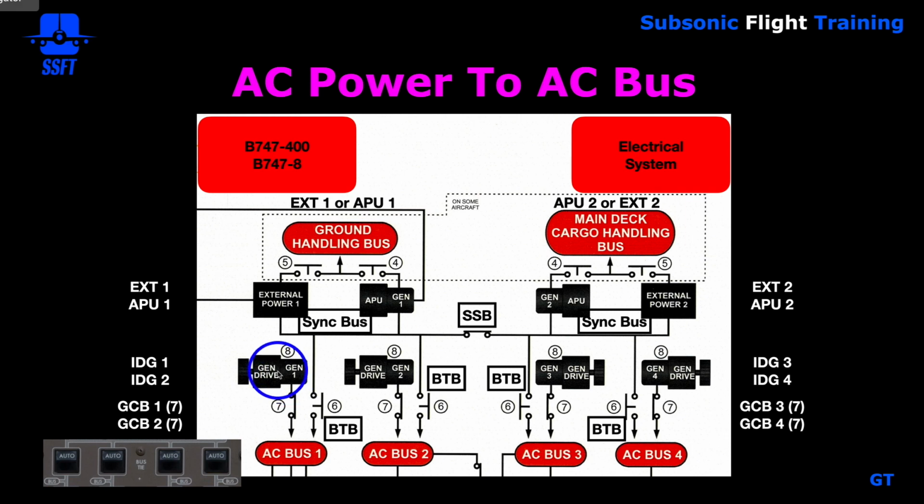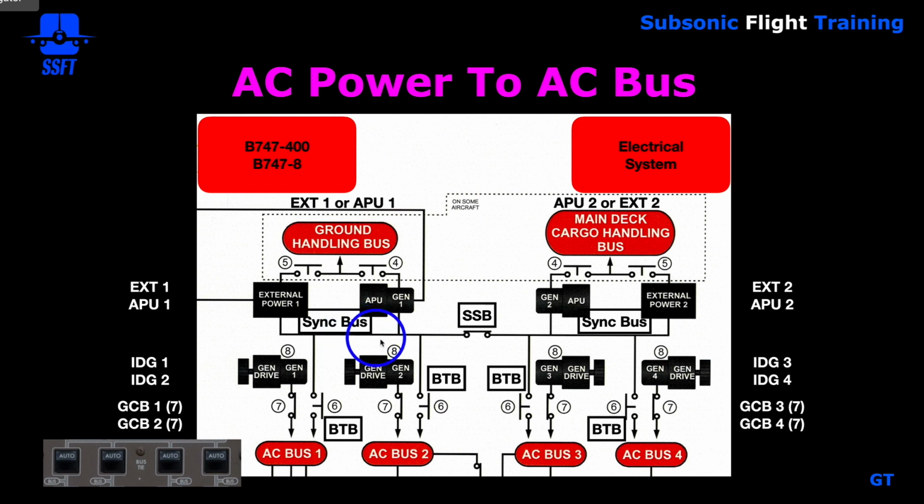The IDG will, when the engine is turning, provide the generation power in order to power the respective AC bus 1, 2, 3, and 4. And when the integrated drive generator is up to speed, there'll be a generator control breaker that will close, allowing power to come from generator 1 to the AC bus 1. AC bus 1 then in turn will go through a bus tie breaker. The bus tie breaker will close automatically and will provide power to a synchronous bus.